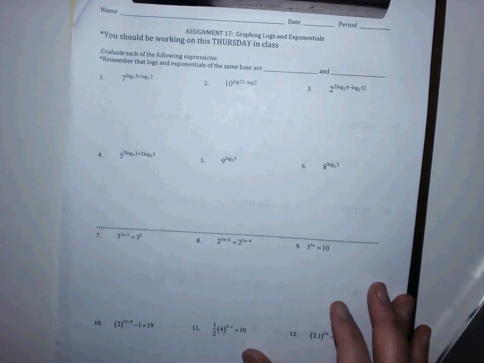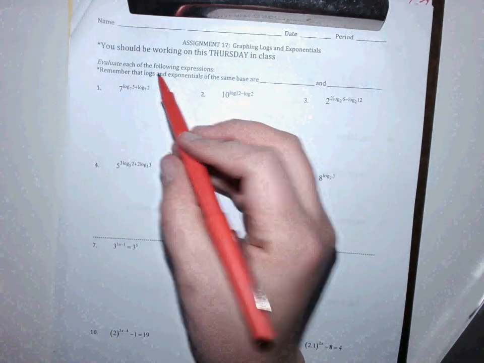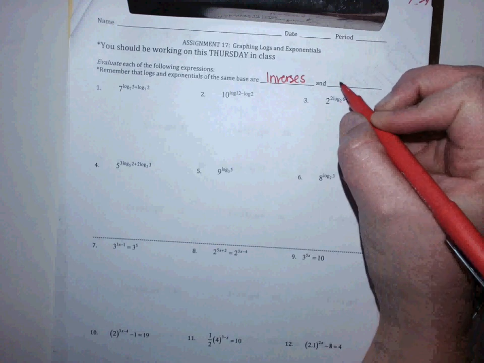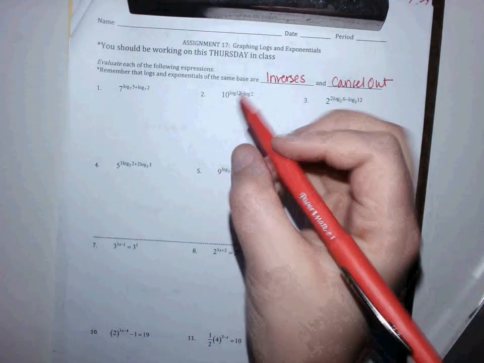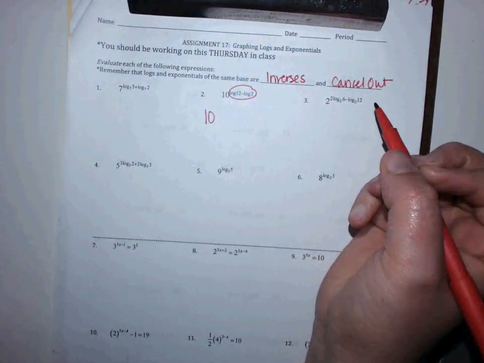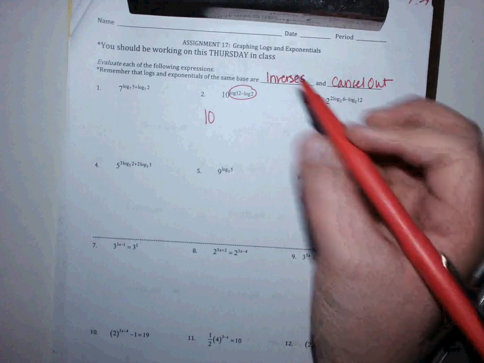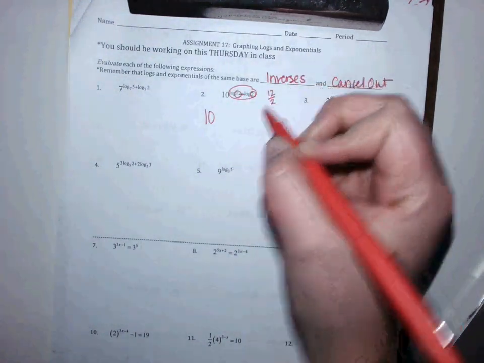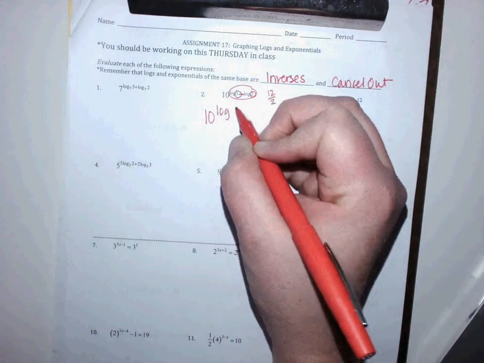So remember what we talked about yesterday. We said that exponentials and logs with the same base are inverses. And remember, the reason that's important is they cancel out. So for example, let's start with number 2. I have 10 to the power of, and then I have log 12 minus log 2. Well, remember that whenever my logs are subtracted, I can just do 12 divided by 2. That gives me a log of 6.